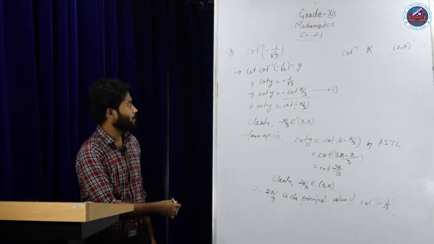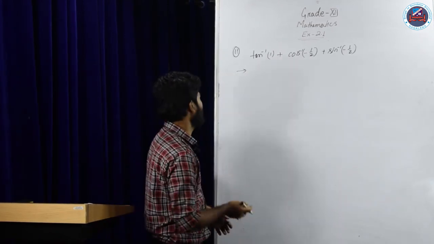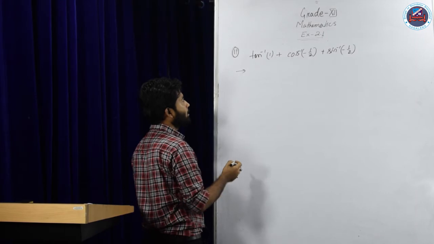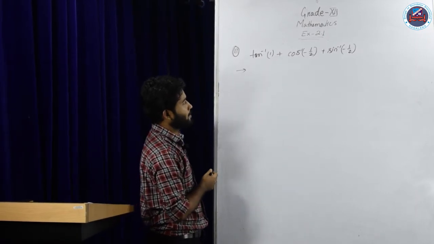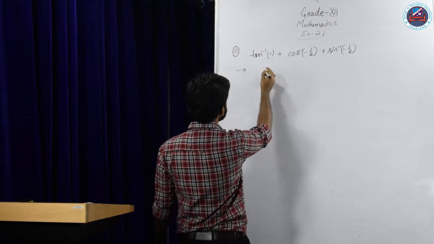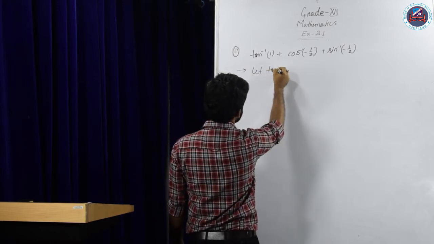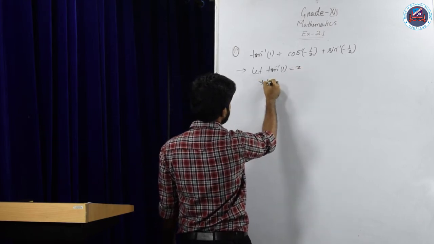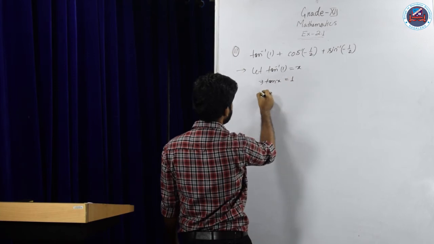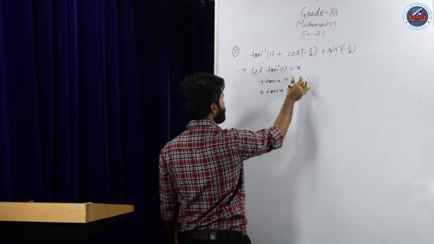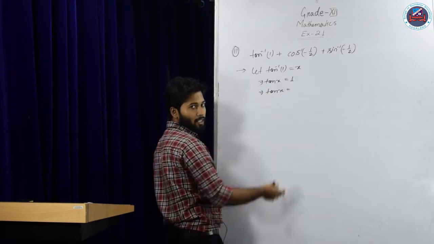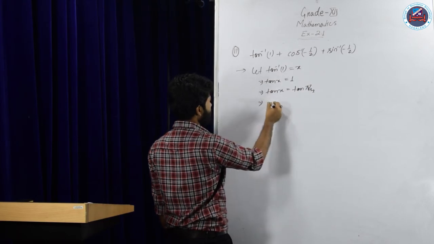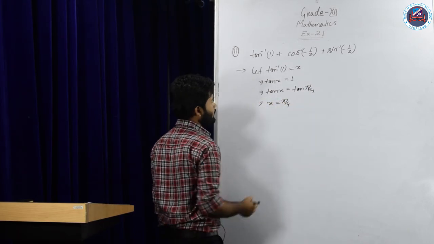Yep, easy. Next we have another problem, that is question number 11. Here we have to find the principal value of tan inverse 1 plus cos inverse minus half and sin inverse minus half. So let us take tan inverse 1 is equal to x. Now this can be written as tan x is equal to 1. For what value of tan do we get 1? It is tan of pi by 4. So this implies x is equal to pi by 4.